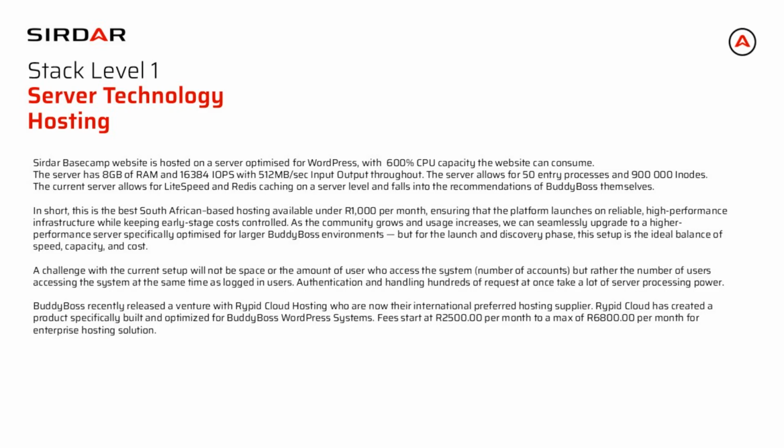BuddyBoss recently partnered with Ripid Cloud Hosting as their preferred provider. Ripid offers servers built specifically for BuddyBoss, starting at about R2,500 per month and going up to around R6,800 for enterprise setups. The next stack level is the green section, which represents WordPress Core.